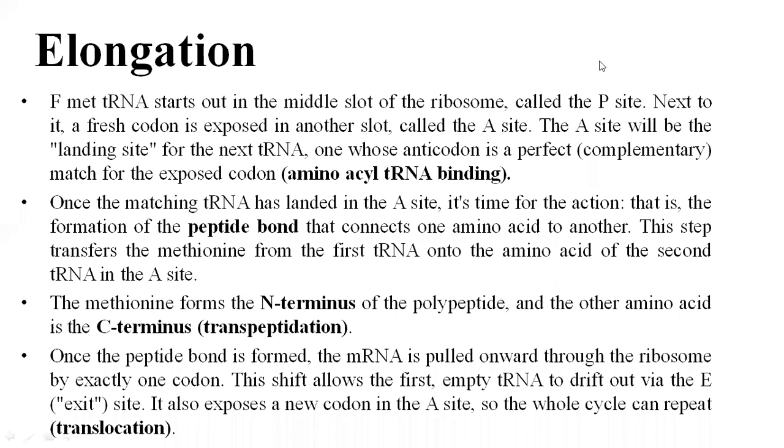So, during translocation, the peptidyl tRNA moves from the A site to the P site, and the ribosome moves one codon along the mRNA, and a new codon takes position. And the empty tRNA moves from the P site to the E site. That is known as translocation. So let's see by the figure, we'll understand about that.